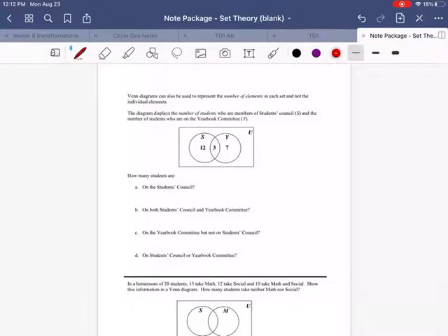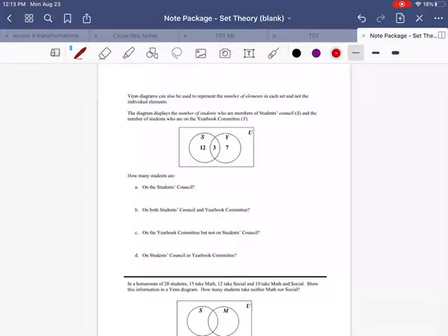Okay, Venn diagrams can also be used to represent the number of elements in each set and not the individual elements. The diagram displays the number of students who are members of Students' Council, S, and the number of students who are on the yearbook committee. All right, so in previous examples those were the actual elements of the set, but this is indicating how many students there are.